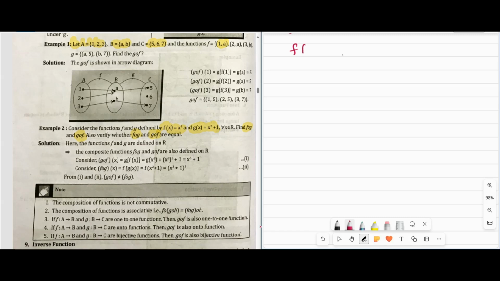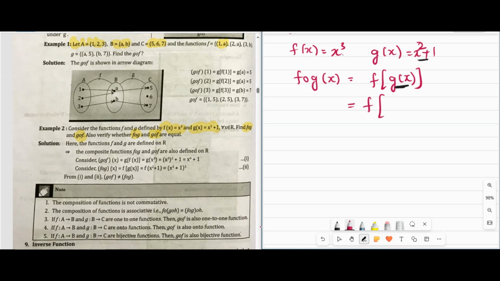f of x equals x cube, g of x is equal to x square plus 1. Now they're asking you to find F o G of x, so f of g of x. What we are going to do is, in place of g of x, write the value we have. So that will be f of x square plus 1.